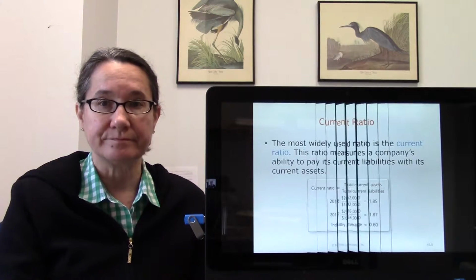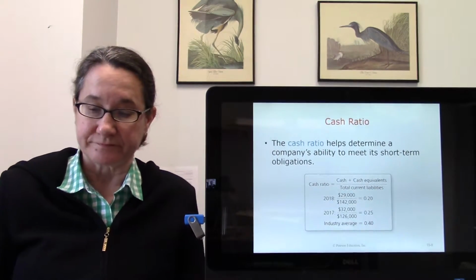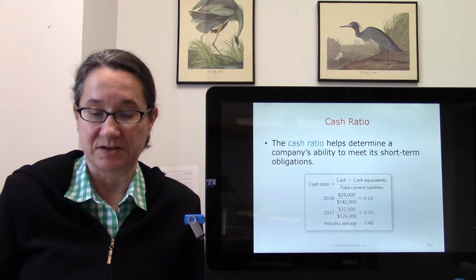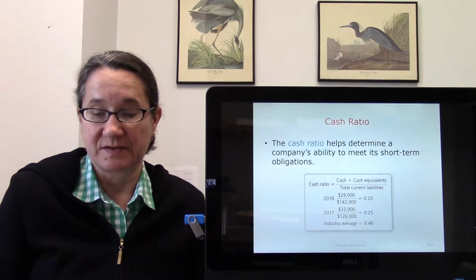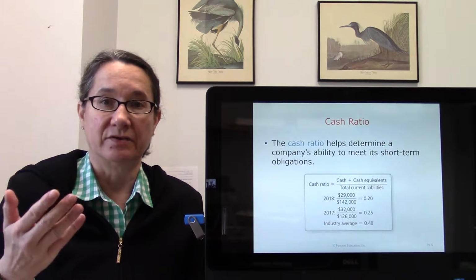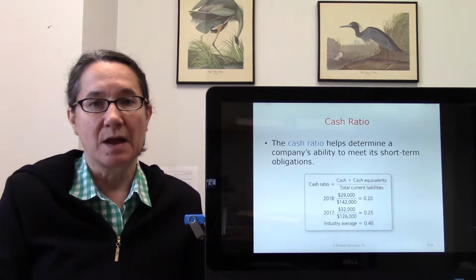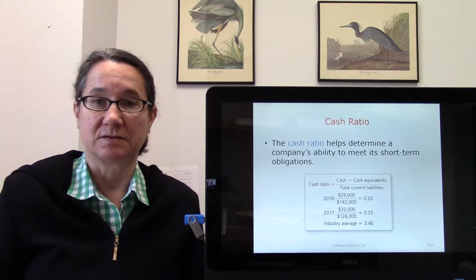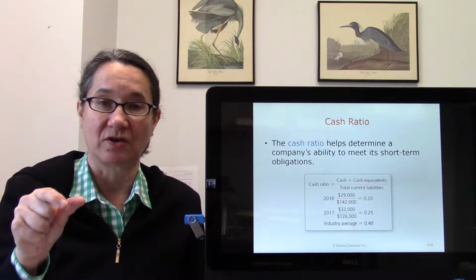Okay, next, cash is king, so there is a cash ratio. Cash ratio helps determine a company's ability to meet its short-term obligations. That's important because you actually pay back your liabilities with cash, right? Now, yes, you can liquidate your merchandise inventory and sell your investments and things like that, but you actually pay those liabilities to the bank or to bondholders using cash. So if you want to get really specific about how well you can cover current liabilities, look at cash.